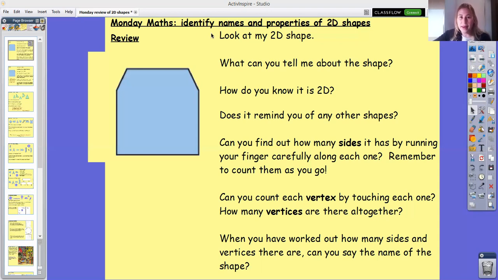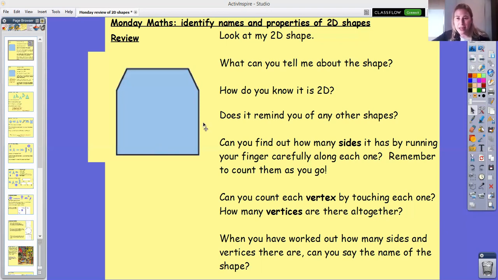Okay, so let's go through. It says, look at my 2D shape. What can you tell me about the shape? So we might actually want to start by thinking about what we know about 2D. Well, I know 2D stands for two-dimensional, 2 dimensions. And from our work on square numbers in the autumn term, 2 dimensions means that it's got a length and a width. We know that there's no depth, so that shape is flat, like in a swimming pool or a 3D object. I can't pick that shape up, it's flat. So a 2D shape is flat because it only has those 2 dimensions.